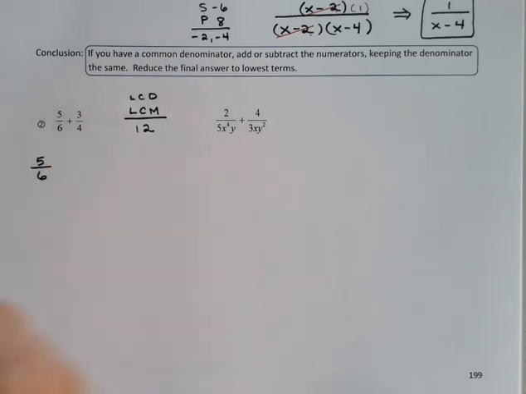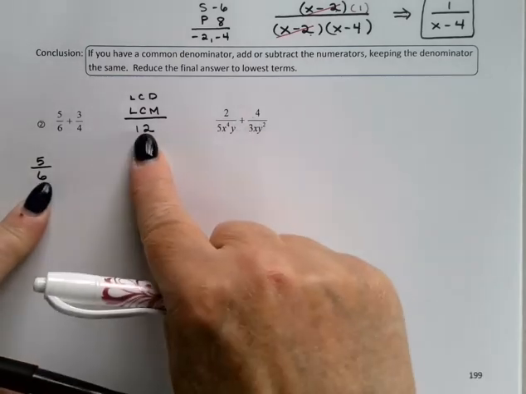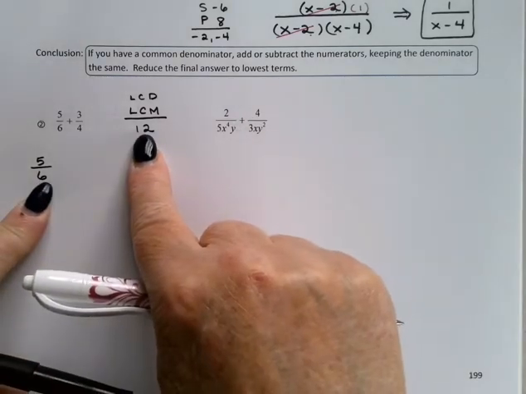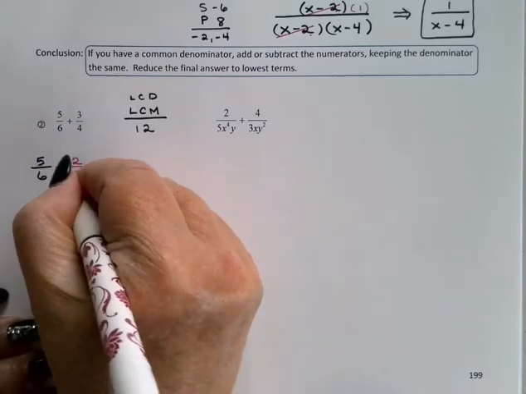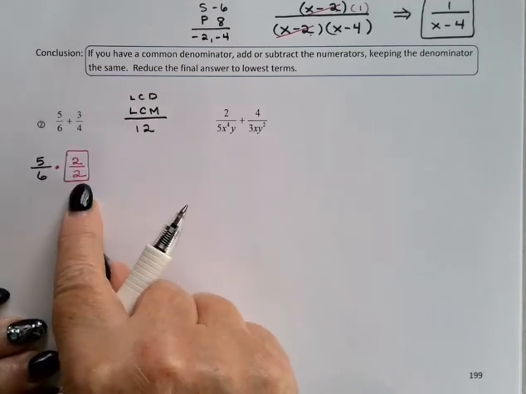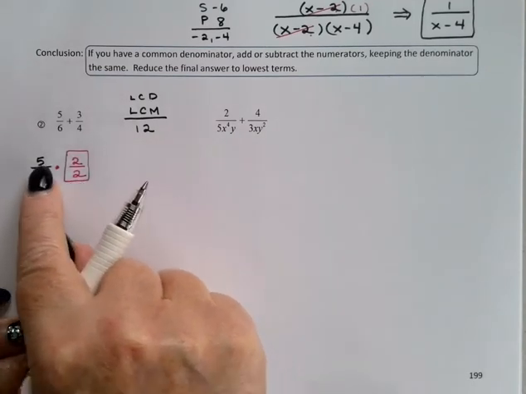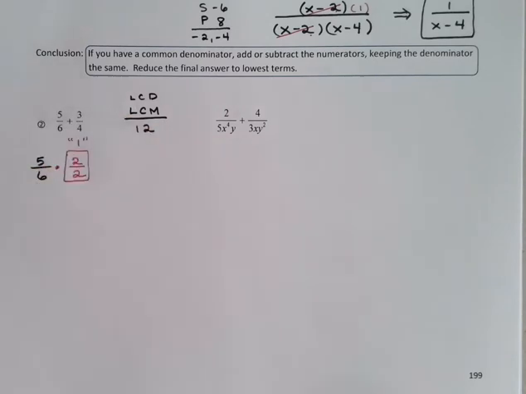So I'm going to start with my 5/6, and I'm going to say I have to turn that 6 into a 12. To do that, I'll multiply by 2. And notice that I always multiply by a form of 1. So if I multiply by 2 on the bottom, I have to also multiply by 2 on the top, so that I'm really multiplying by a form of 1, which doesn't change the value. It'll change the appearance of my number, but not its value.